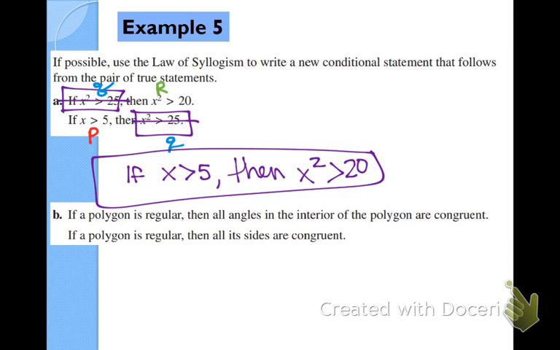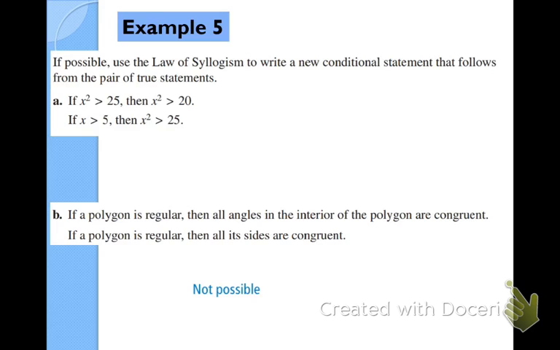Okay, this next example you don't necessarily have to write down because it's pretty dang close to yours on your paper. I'll explain this. If a polygon is regular, then all angles in the interior of the polygon are congruent. If a polygon is regular, then all its sides are congruent. Where does it overlap? If the polygon is regular. Thank you. Is one of them a hypothesis and one of them a conclusion? No. So we cannot use it. This one would be not possible, because one of them has to be a hypothesis and one of them has to be a conclusion.